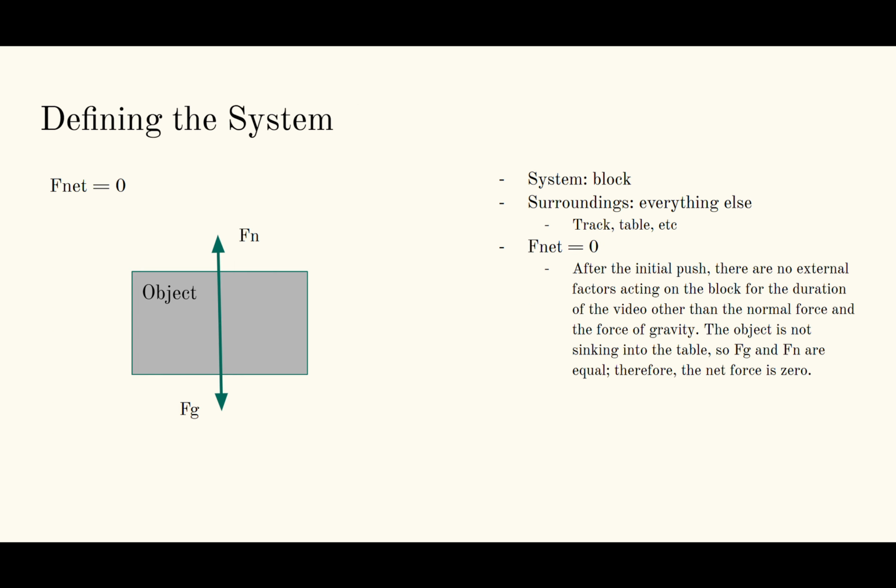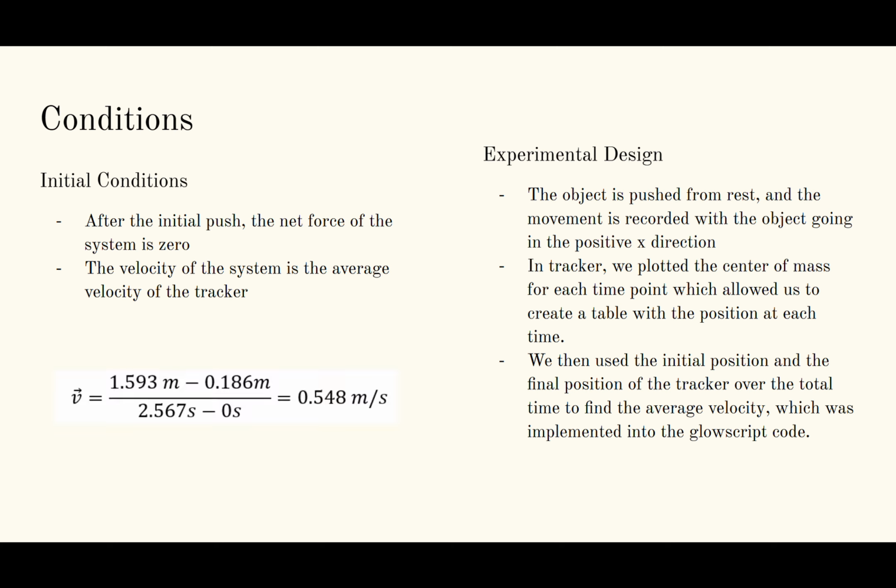We first need to define the system. We define the system as the block, and the surroundings as everything else, which include the track and the table. Based on the free body diagram on the left, we define the net force to be 0. We can see that after the initial push, there are no external factors acting on the block other than the normal force and the force of gravity, which are equal and opposite of each other, so F net is equal to 0. Our initial conditions include that after the initial push, the net force on the system is 0, and the velocity of the system is the average velocity of the tracker.